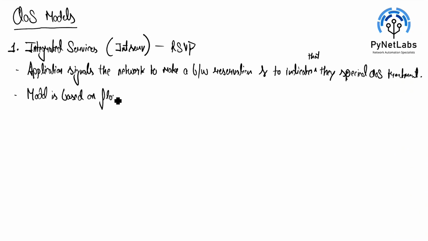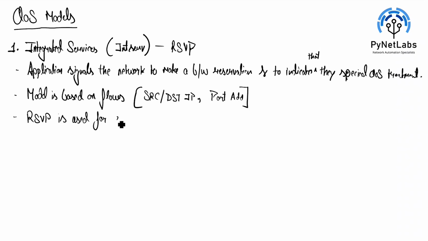What kind of flows am I talking about here? That can be, let's say, the source and destination IP. Source and destination IP can be a factor. Apart from that, we have port addresses also. So that could be part of this model. This model is based on flows, and it also uses RSVP. RSVP is a protocol here, which I'll explain later. RSVP is used here for end-to-end resource reservation.